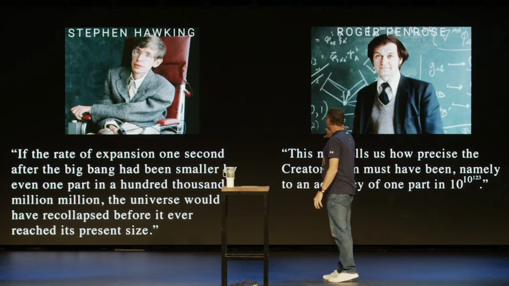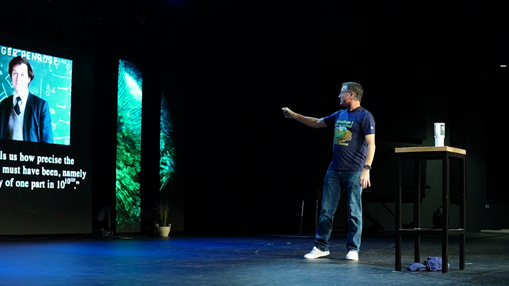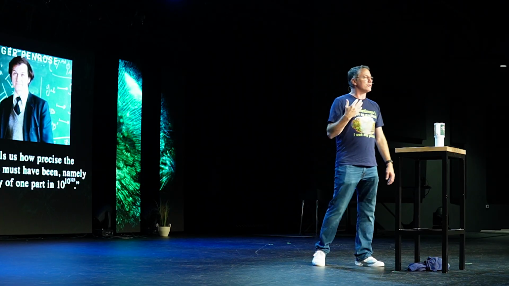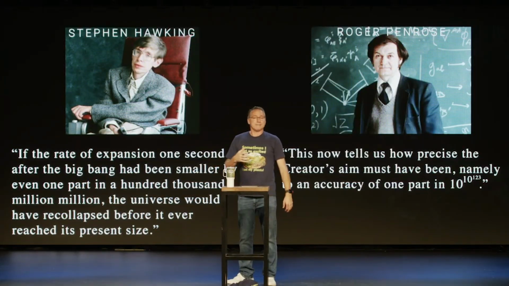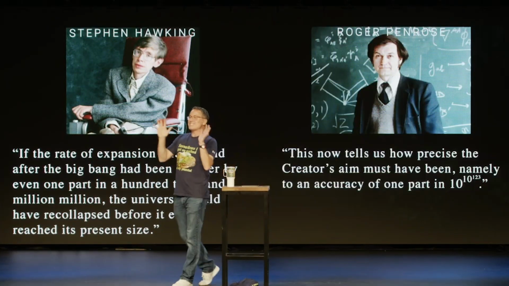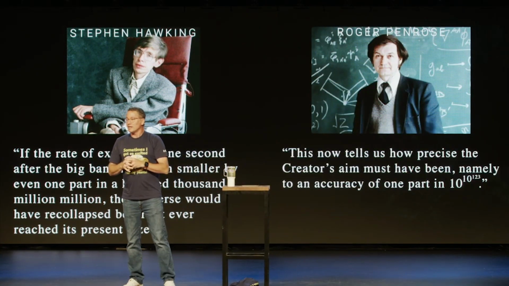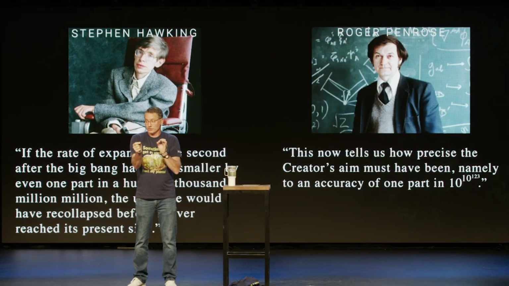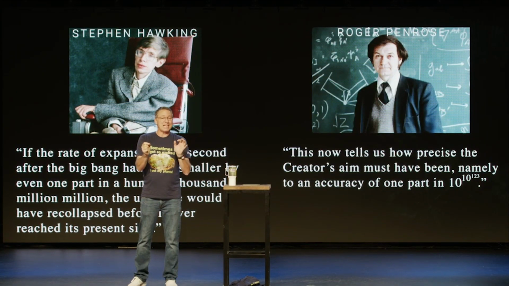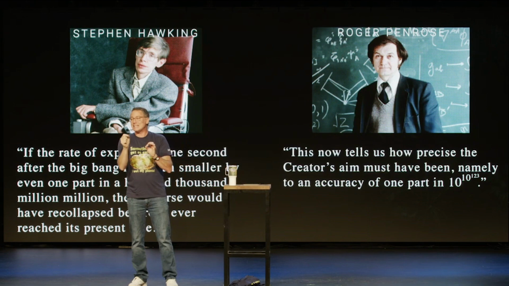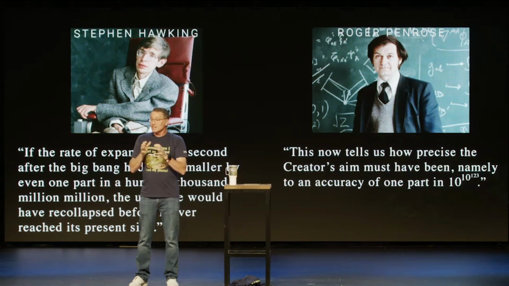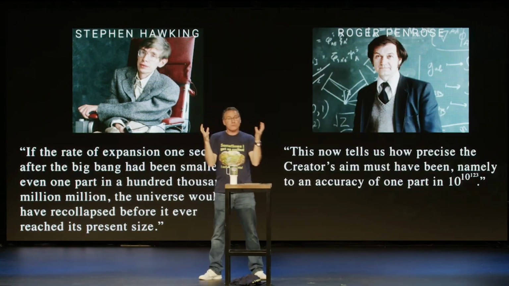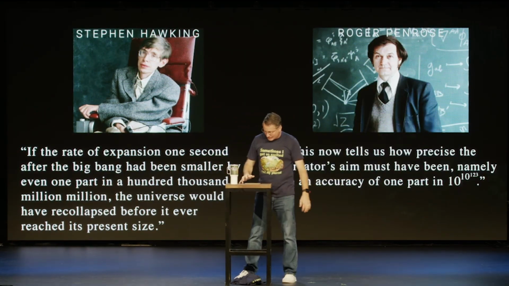Then Roger Penrose said, now this tells us how precise the Creator's aim must have been, namely to an accuracy of 1 part in 10 to the 10 to 123. Listen, here's the scale of odds that we're talking about. There are only, it's estimated, roughly 10 to the 80 particles. Now I'm talking about grains of sand, I'm talking about particles in the entire universe. Right? So if you think about this right here, there's just not enough probabilistic resources to make any of this happen.